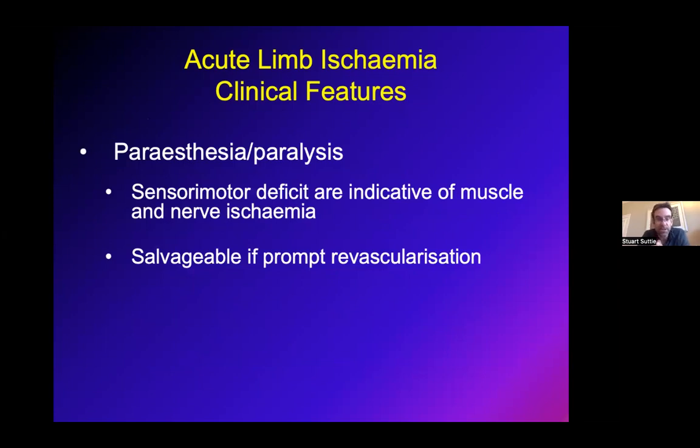Paresthesia, paralysis: you start off with a sensory defect. It can later become a motor defect. It's usually an indicative sign of muscle and nerve ischemia. It's still salvageable if there's prompt revascularization. But once you progress to full limb paralysis, non-blanching mottling and calf tenderness, we're usually beyond salvage.